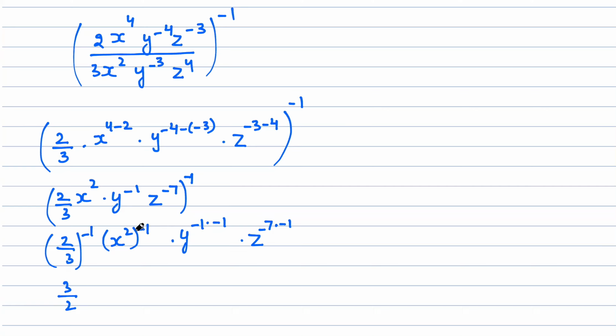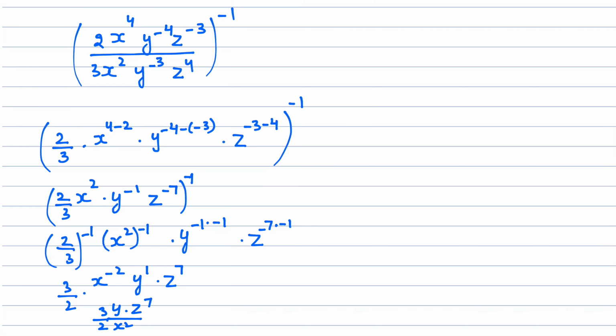Now this is x to the power negative 2, power rule. Y to the power negative 1 times negative 1 is 1, and z to the power negative 7 times negative 1 is 7. Now only x is there, which is a negative power, so it will become 3 by 2, x to the power... okay, I need to reciprocate it because I need to answer my question in positive exponents, y times z to the power 7.